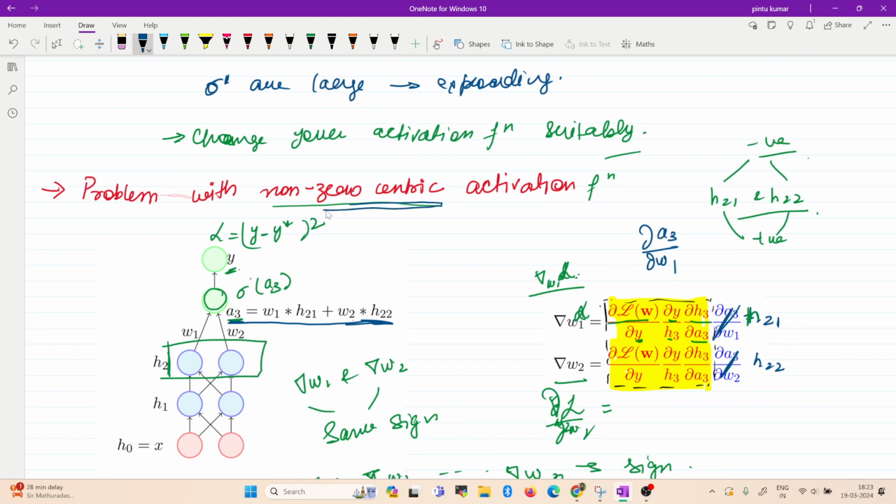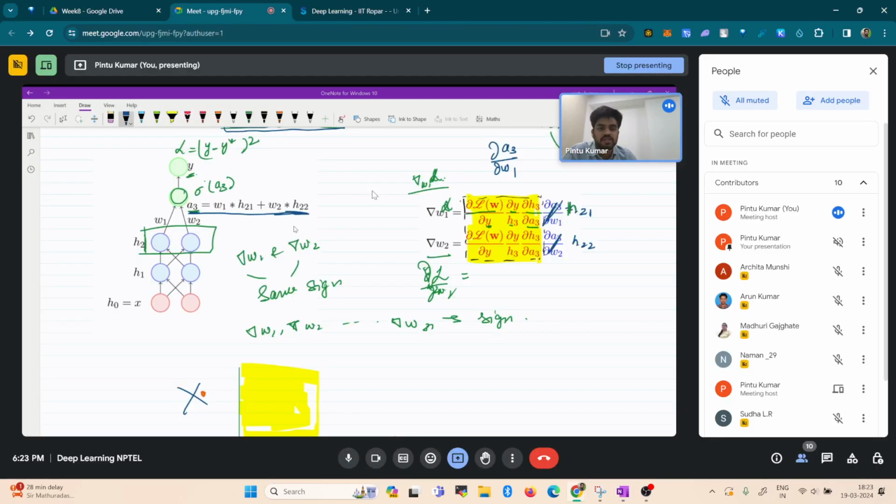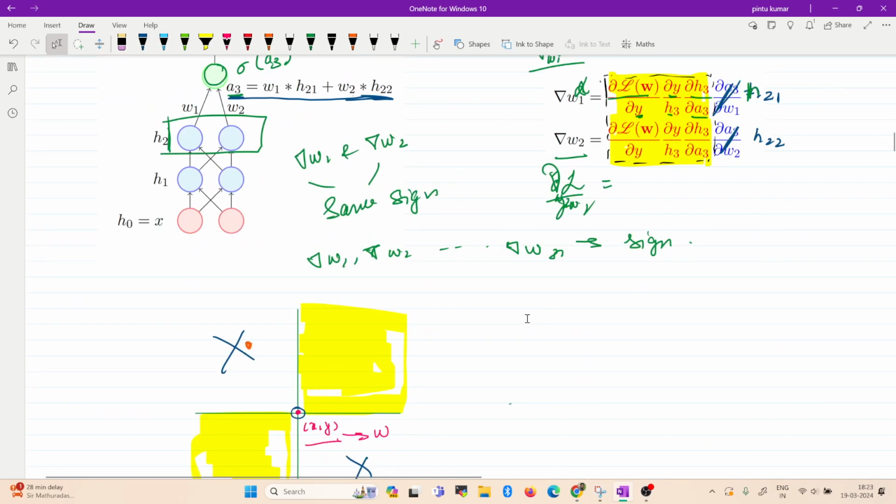Any doubt with this, like why is having a non-zero centric activation function a problem? You can type in the chat box, or you can even unmute and ask if you have a doubt.